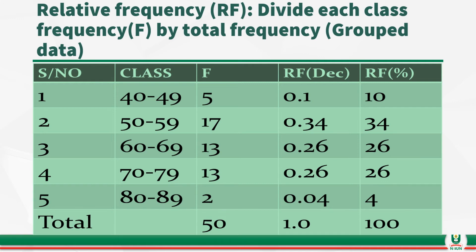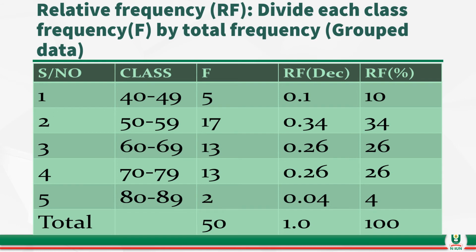Relative frequency is usually used when you have grouped data. Like you can see, you have the serial number, you have the class. That means you group them into classes: a class of 40 to 49, a class of 50 to 59, a class between 60 to 69, and so on to 80 to 89. You can see their corresponding frequencies, the number of times a class of 40 to 49 appeared, the number of times 50 to 59 appeared. And then you have the relative frequency table, in decimal, and then in percentage.